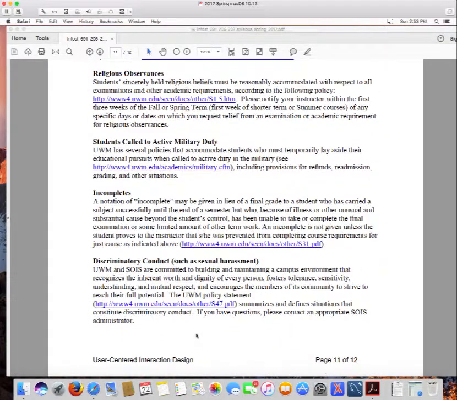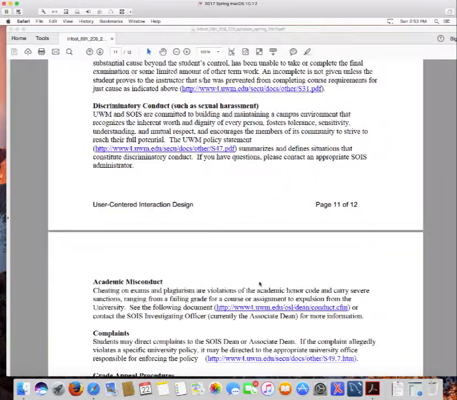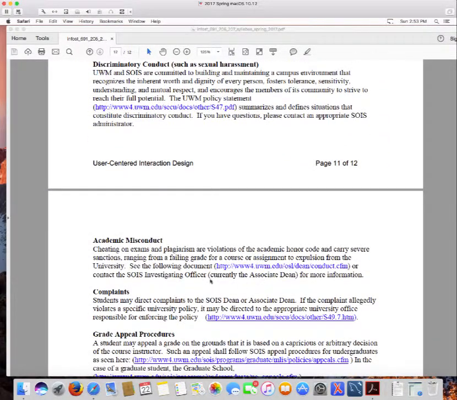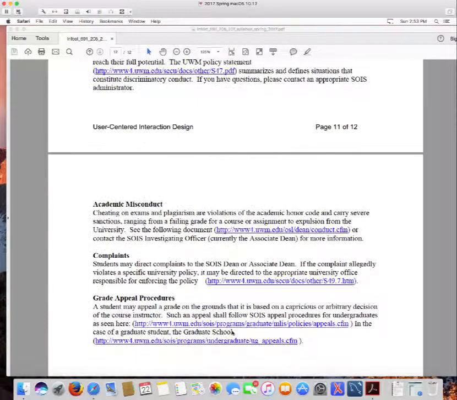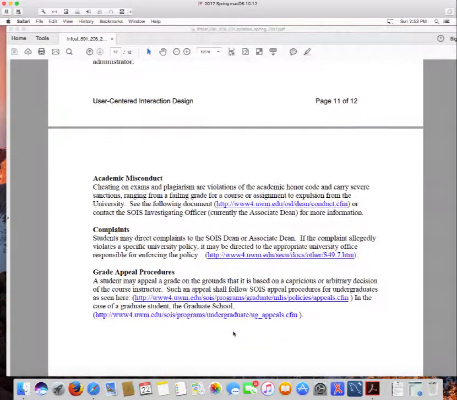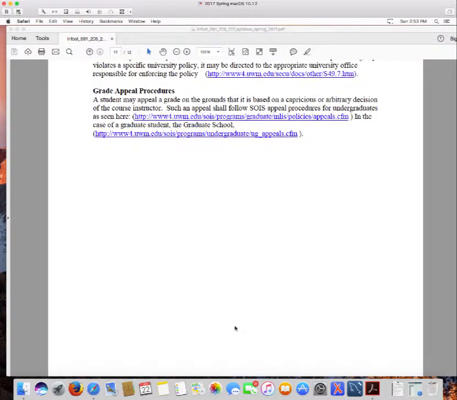Discriminatory conduct such as sexual harassment, again, this really has to do with how we're going to treat each other in our workplace and study place. And we have high expectations, so make sure that you understand them. Academic misconduct, same deal. Complaints, grade appeals, procedures, and I think that's about it.